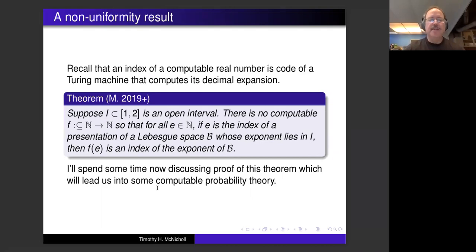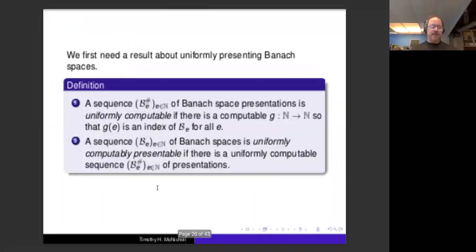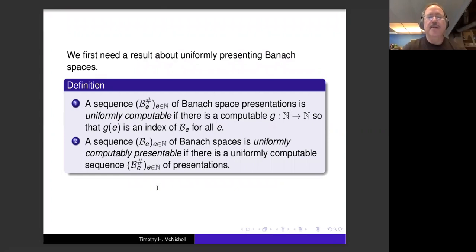I want to spend a little time talking about the proof of this theorem because I think it's a fun proof. I also think it's interesting because it's going to lead us into some computable probability theory. So first, a little result about uniformly presenting Banach spaces. A sequence of Banach space presentations is uniformly computable if you've got a function that computes an index of the presentation of B_e from e, and a sequence of Banach spaces is uniformly computably presentable if there's a uniformly computable sequence B_e sharp, e in N, of presentations of those spaces.